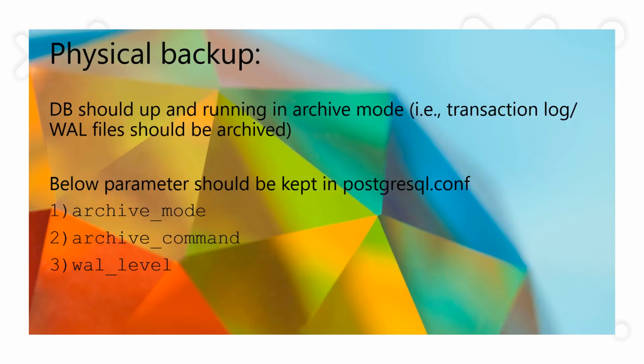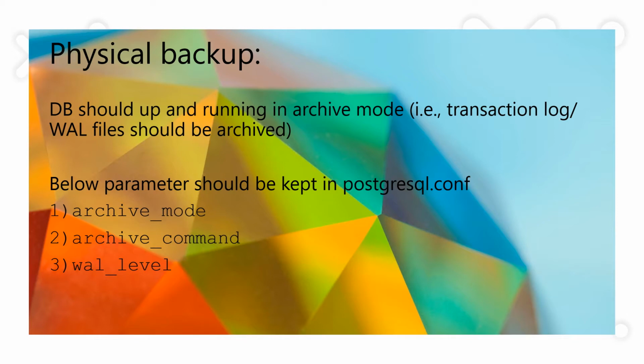First of all, in order to perform physical backup, the database should be up and running in archive mode. In order to achieve that, you need to set the below three parameters. One is archive_mode, the second one is archive_command, the third one is wal_level. archive_mode should be on, and for archive_command, you need to specify the location where the archive logs are supposed to be written. The third one is a very important parameter.